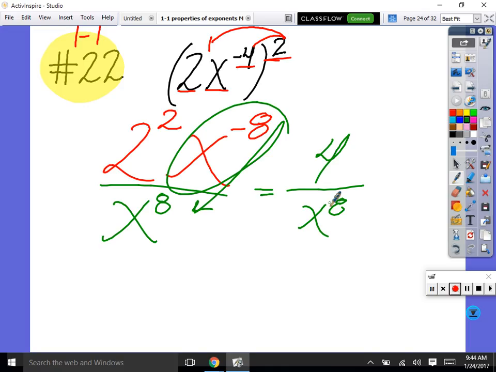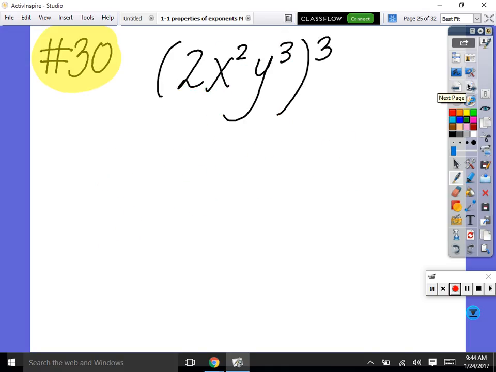Let's do another one, more advanced. Number 30. So don't let these throw you off, you guys. They're really not any more advanced. Think of it in sections. This is 2 to the first, x to the second, y to the third. We can't simplify anything inside our parentheses. So what are we doing? We're raising powers to a power. So we multiply the powers.